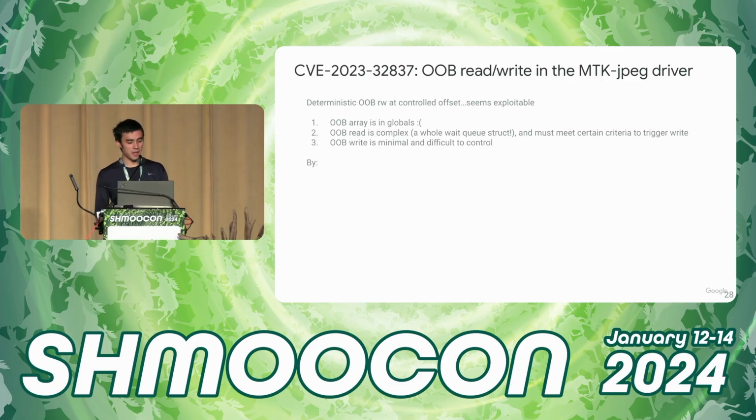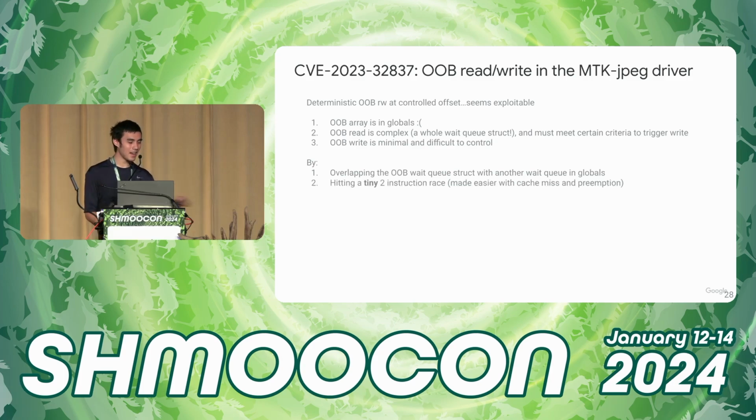I did develop this technique. I found that by overlapping the out-of-bounds wait queue struct with another wait queue in the globals, and then hitting a tiny 2-instruction race that I made easier with a cache miss plus a preemption, I was able to convert this primitive into a racy write of 4 bytes of 0 to a static stack offset in another process's kernel task stack, which is a great primitive, I thought.